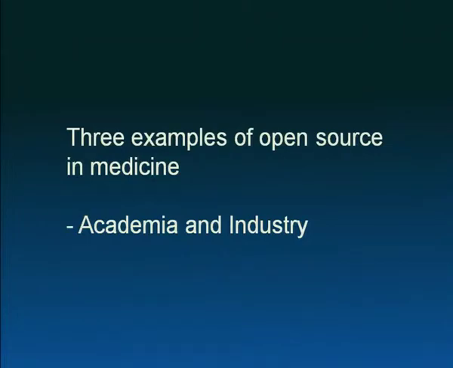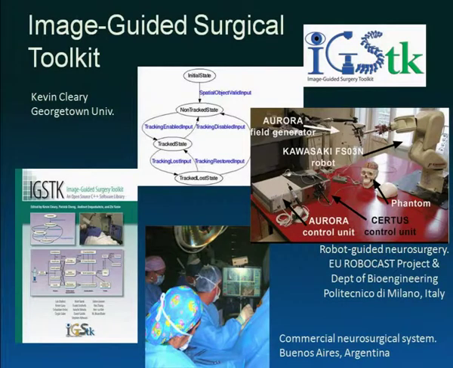So what I'm going to do is go a little bit more in depth than just 3 examples of open source in medical imaging. All right. First one is Image Guided Surgical Toolkit, IGSTK. All right. There's acronyms throughout the talk. All right. Acronyms are job security. It's what the medical field does.